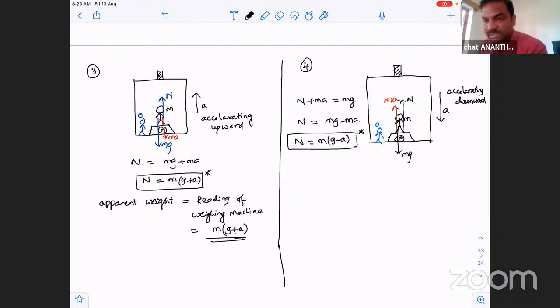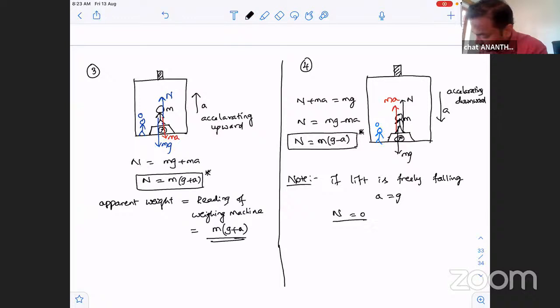So here the normal reaction is less than the weight. Here one important condition to note: if the lift is freely falling, what is the meaning of the lift freely falling? It means the lift wires are broken and the lift is falling under gravity. Then what is the acceleration of the lift? If the lift is freely falling, a is equal to g. Then what will the normal reaction value be? Zero. Then what is the weight shown by the weighing machine?